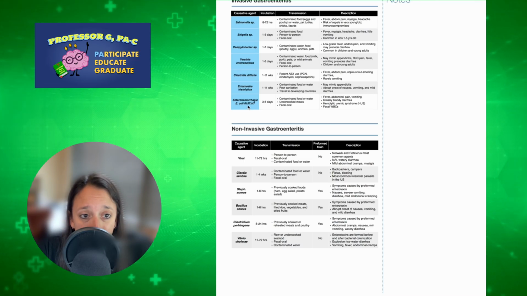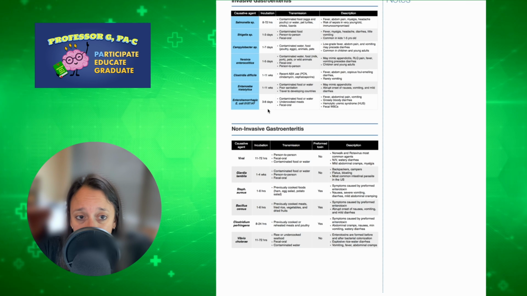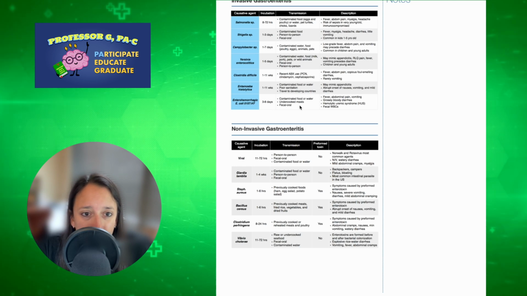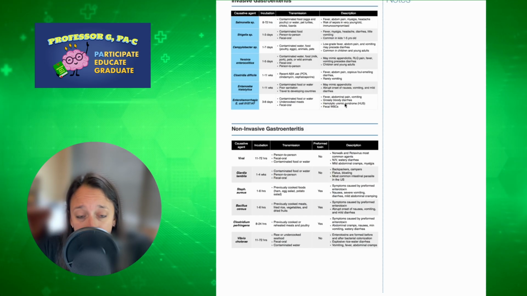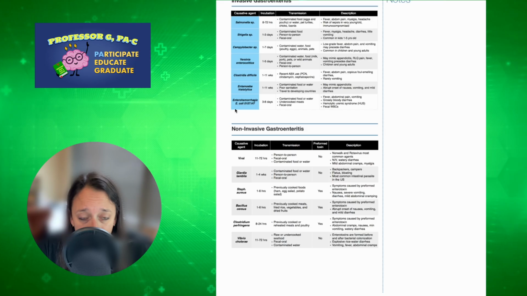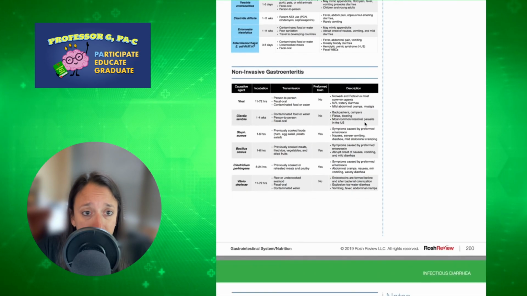Enterohemorrhagic E. coli, or O157:H7, is going to be from contaminated food or water or undercooked meats. I think of Jack in the Box, and these are the ones that cause hemolytic uremic syndrome in the kiddos. They'll also have grossly bloody diarrhea. This one I see tested quite a bit, so definitely know about it.